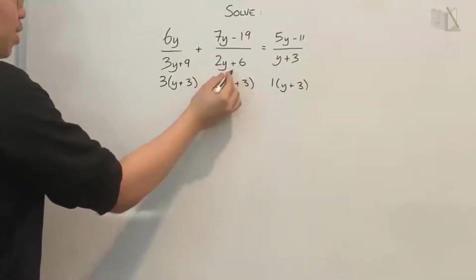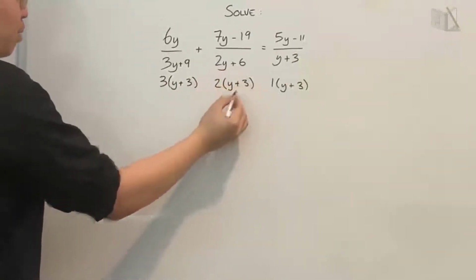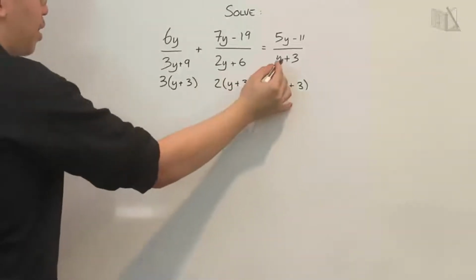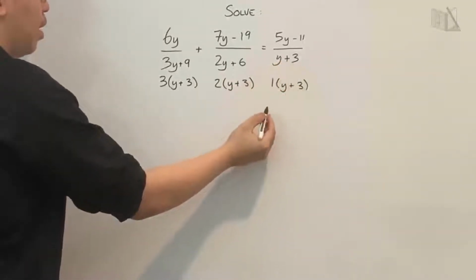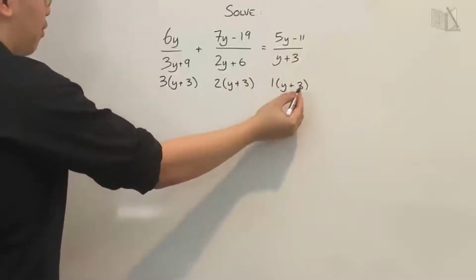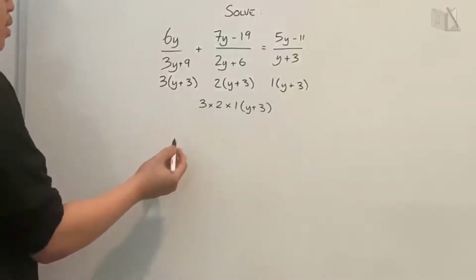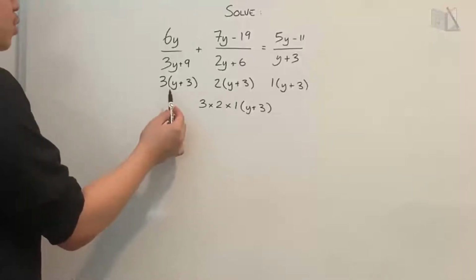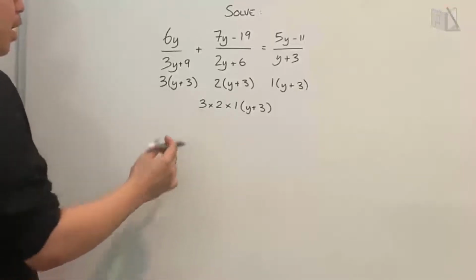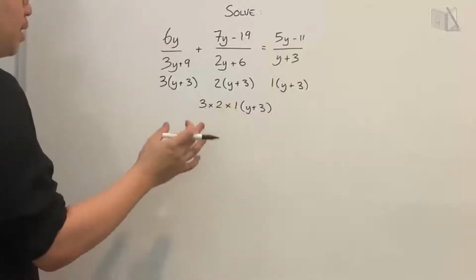You can take a 2 from these two terms and be left with 2 bracket y plus 3, and you can't take anything from these terms, so they're already prime. So you can only take out a 1, and you'd be left with still y plus 3. To find the lowest common multiple, we're going to take each individual unique term in our prime factors, and we're going to multiply them together.